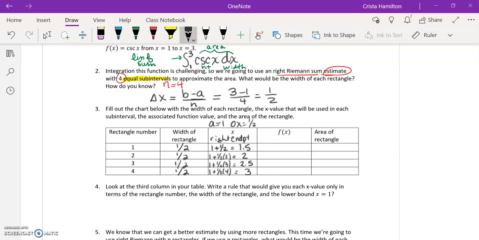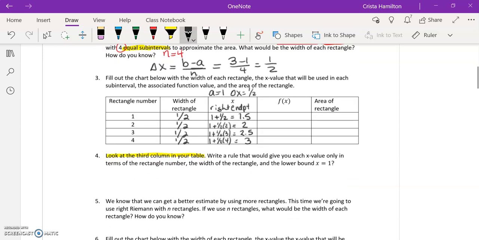So I'm actually going to jump right down here, where it says look at the third column of your table. And when it says write a rule, I've been trying to help you out in terms of how would you write a rule for that. But we want it in terms of the rectangle number. All right, so we're going to call the rectangle number i. The width of the rectangle, we're going to call that delta x. And then the lower bound, of course, is going to be your a.